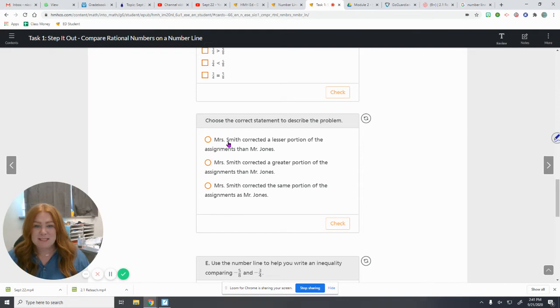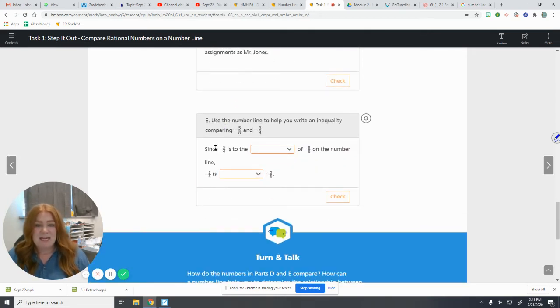So we know Mrs. Smith corrected more. So Mrs. Smith corrected less, we know is not true. Mrs. Smith corrected more. That sounds good so far. More of the assignments than Mr. Jones. Sounds good. Mrs. Smith corrected the same. The only one we know to be true is that she did more than Mr. Jones. And then E asks us to write an inequality.